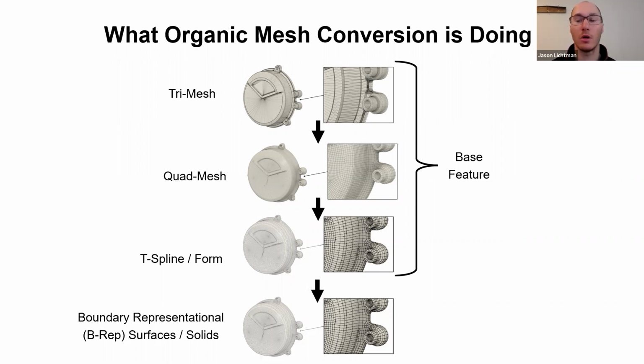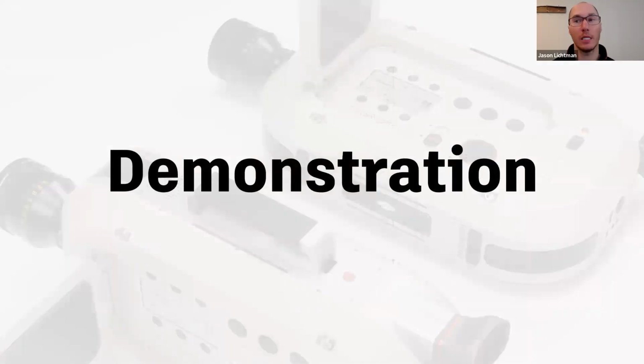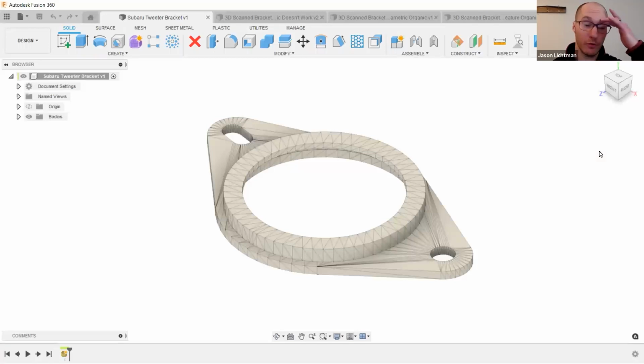So let's go and take a look at what this all looks like in the product itself. So let's switch over to Fusion 360. I'm going to demonstrate for you first the faceted option and then the prismatic option, and then we'll focus in on the organic conversion itself.